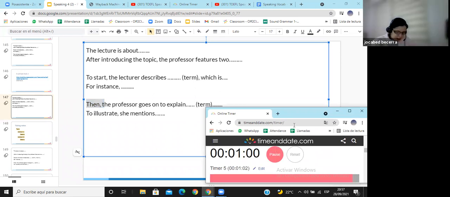Okay, the lecture is about the seabirds and their adaptation to survive. To start the lecture, describe albatross. These animals develop one way of adaptation, that is long wings. With these wings, they can find food with little energy. Then the professor goes on to explain the fulmars and the second adaptation that they have, that is smell.